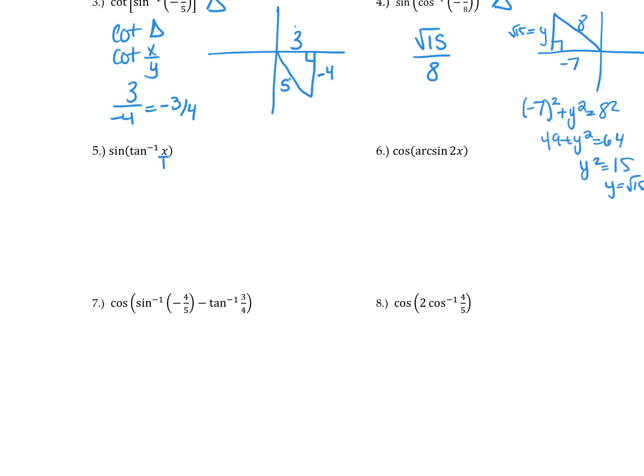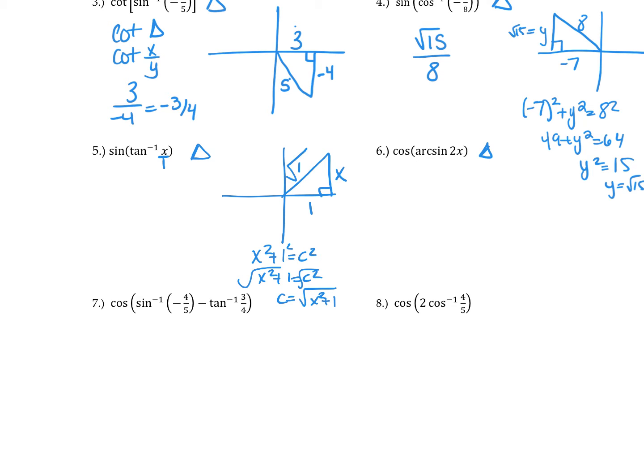Similarly here, I just have a variable, so we're still going to draw triangles for both of these. So tangent is positive, so that's quadrant 1, and it's going to be y over x, or opposite over adjacent. So to find my hypotenuse, I need to do Pythagorean theorem. So c is going to equal the square root of x squared plus 1. I know you cannot square root x squared plus 1. You cannot square root over addition. So I need to find the sine, which would be opposite over hypotenuse, or y over r. So it's going to be x over the square root of x squared plus 1.